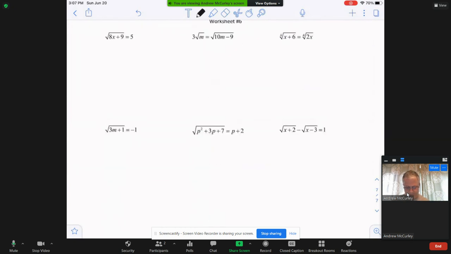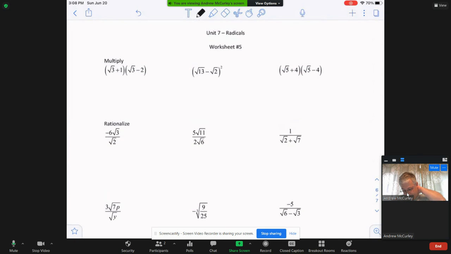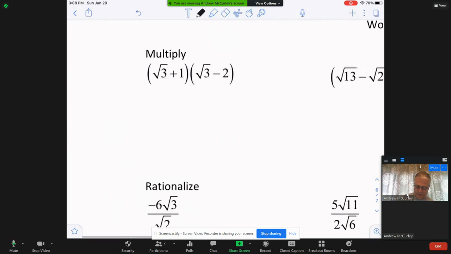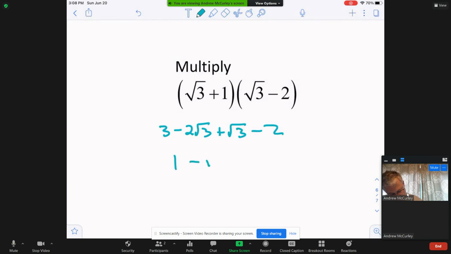All right. We're up to, I'm just going to keep going. I'm just going to put this all in one big video. So now we're going to multiply. We're going to have, kind of like some of the stuff we did with polynomials, but these are all going to be numbers. FOIL, it's the same thing. It's the same thing, it's just no variables in there. So root 3 times root 3 is 3 minus 2 root 3 plus root 3 minus 2. Combine what you can, so that's going to be 1 minus 1 root 3.